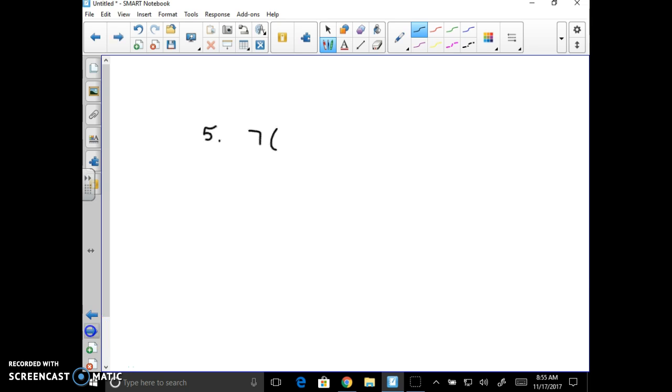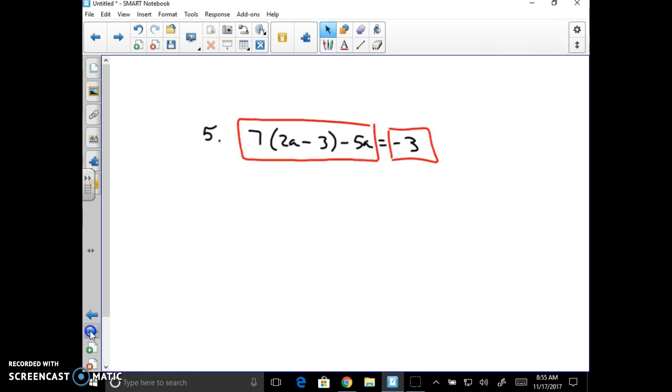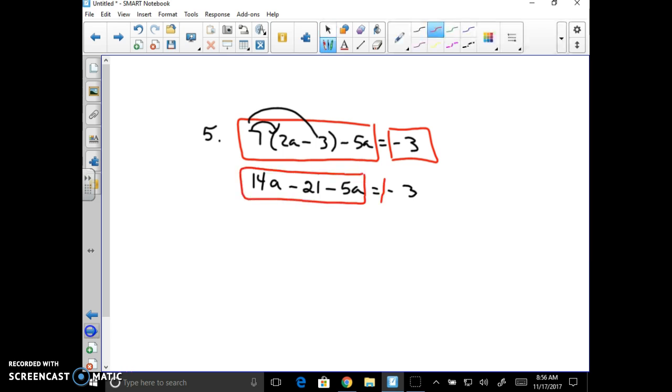Number 5. Box. Inside the box we have distributive property, and then we have combining like terms. So distributive property comes first. It's 14a minus 21a. Nope, minus 21. Be careful with those variables. Minus 5a equals negative 3. I'm going to put a box again because I still have things to do on this side. Okay, so now I have 14a minus 5a gives me 9a minus 21 equals negative 3.